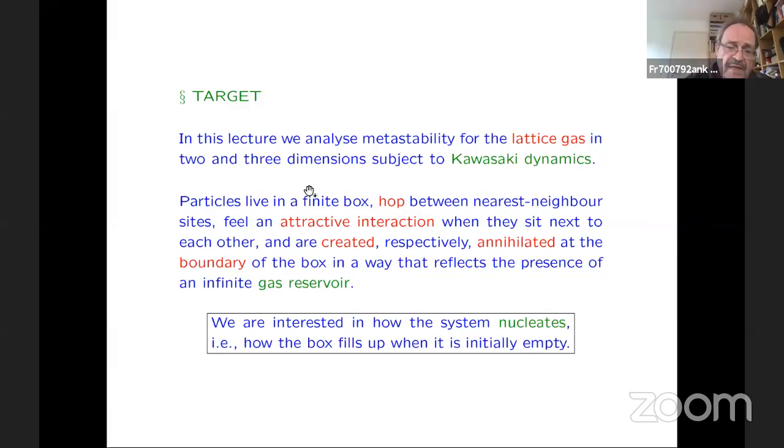And the question will be, how does the system nucleate? So if I start from an empty box, how long is it going to take before the box is completely full? And what is the system going to do in order to make that happen?